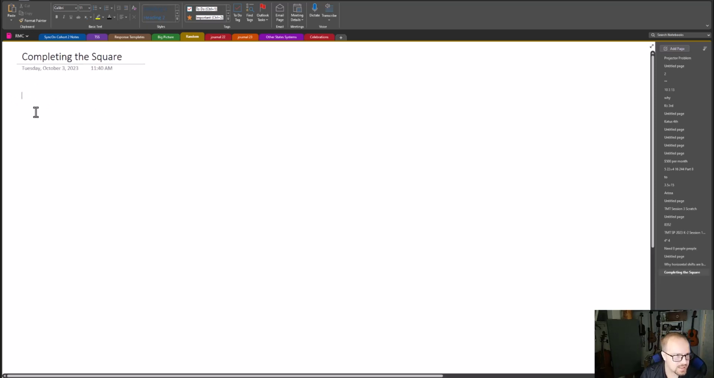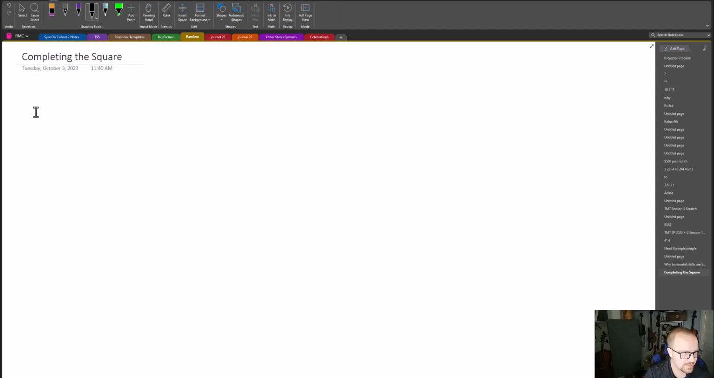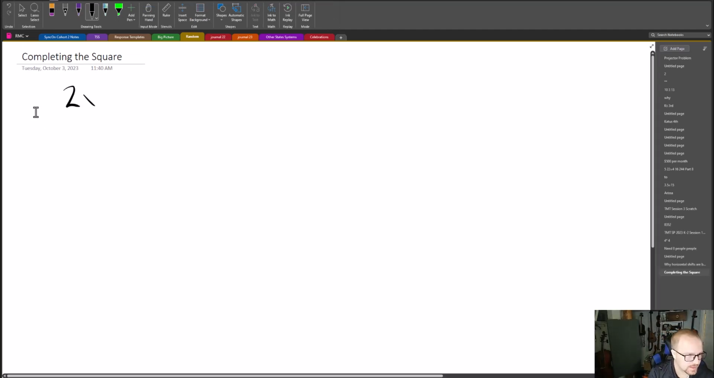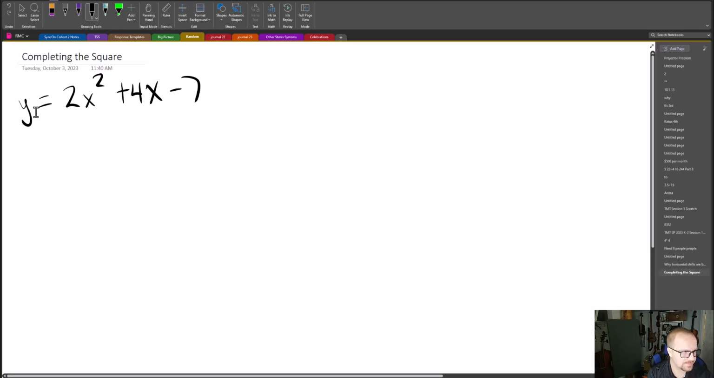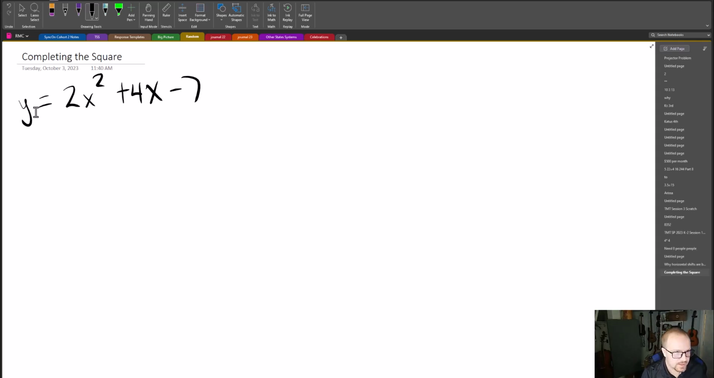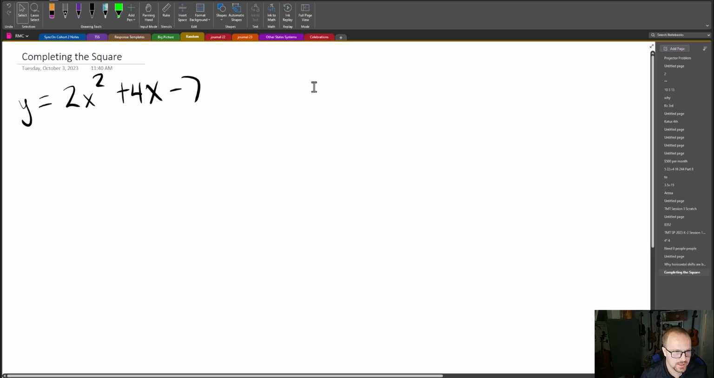And the easiest way to get from standard form to vertex form is by completing the square. So let's just take a look at an example real quick. So we have 2x squared plus 4x minus 7. Let's say that's our graph. Oops, we want y to be equal to that. And I want to turn this into vertex form. Put this question on hold for a moment. So we're going to put this on hold, and we're going to come over here.